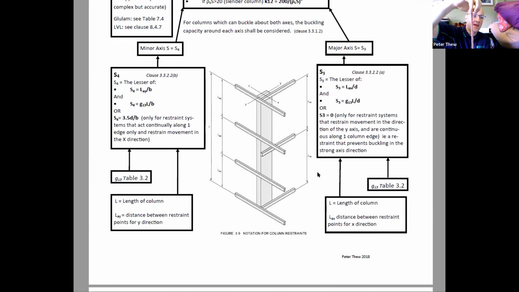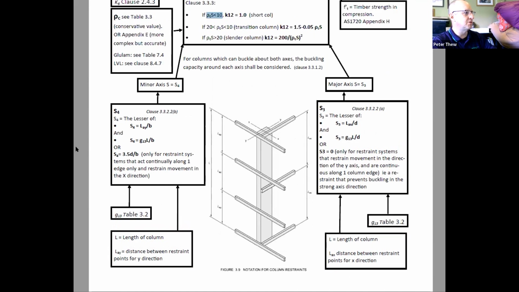Okay? And it's possible to restrain the beam in the weak axis direction and not restrain it in the strong axis direction. So if I have this beam and I fully restrain it in the weak axis direction, then it's not going to buckle in the weak axis direction. It's actually going to buckle in the strong axis direction. That's why you have to consider here the minor axis, which is the weak axis, and the major axis, which is the strong axis.